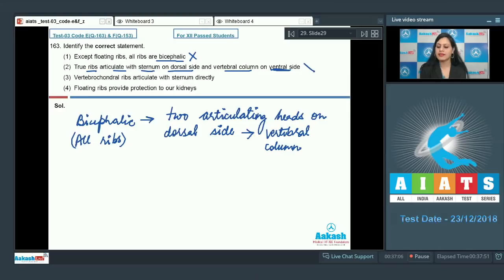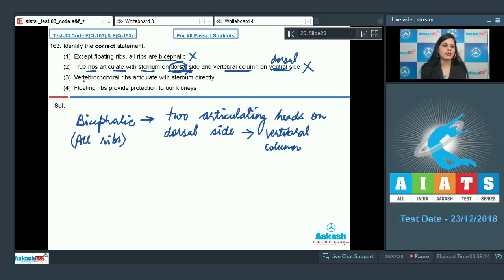The next statement given is, true ribs articulate with sternum on dorsal side and vertebral column on ventral side, and this is an incorrect statement because sternum is present on the ventral side whereas vertebral column is present on the dorsal side. True ribs articulate with sternum on the ventral side and not on the dorsal side, whereas the vertebral column is on the dorsal side and not on the ventral side.